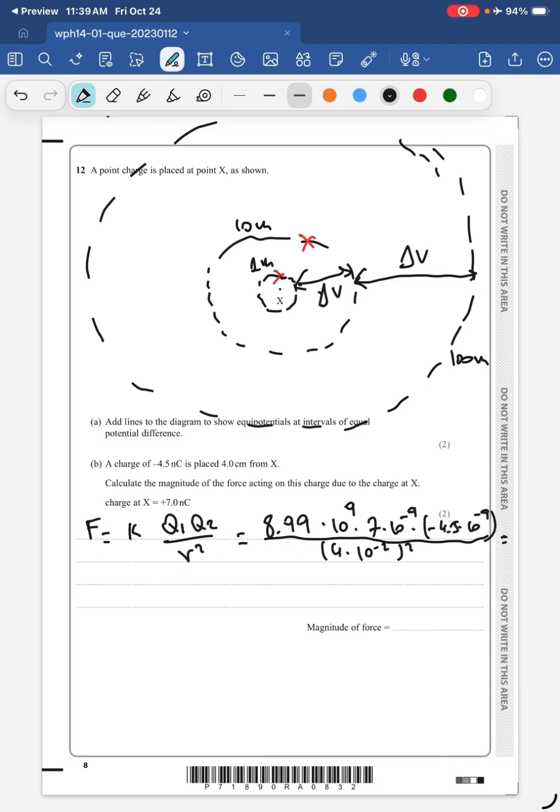Okay, so the force is minus 1.77 times 10 to the negative 4 newtons, but because they ask for the magnitude, we just take the positive. So 1.77 times 10 to the negative 4 newtons.